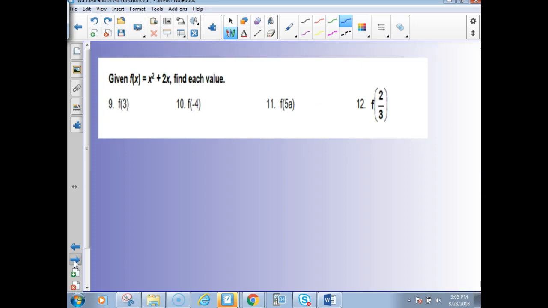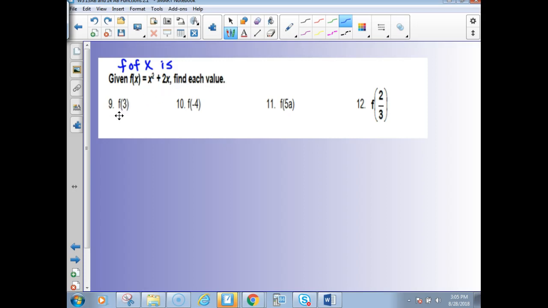Okay, Bree's flipping the page. This is some notation. This is read f of x is, and then that's the equal sign. The f of x is x squared plus 2x, and it says find each value.